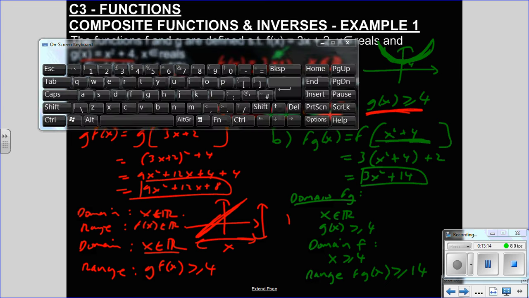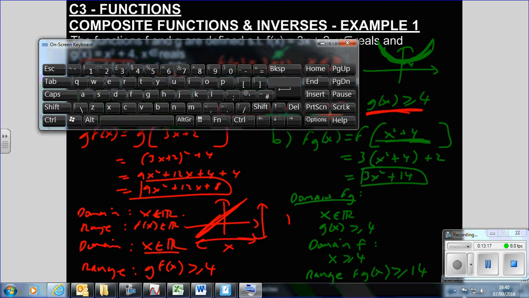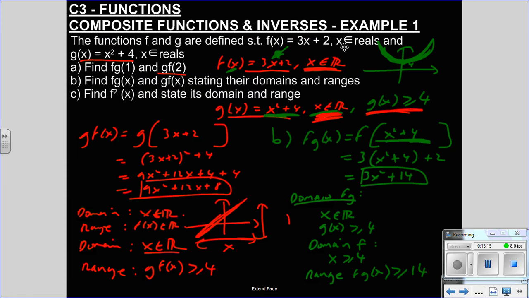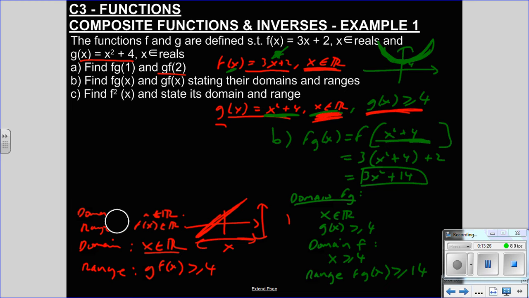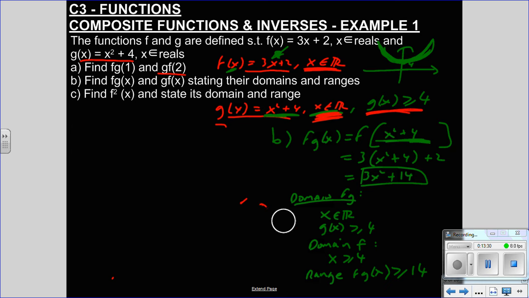f squared, let's think about f squared. So this is part C now. So part C. Remember to pause the tape if you need to. Let's have a look. So part C, f squared of x. That means perform f twice. So f of f of x.